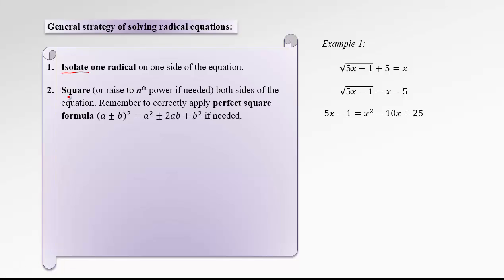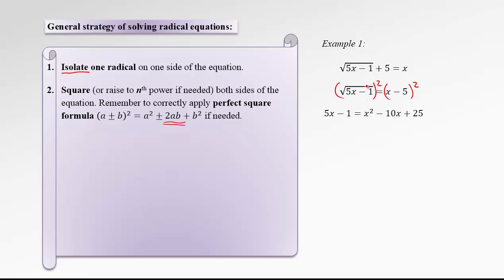Next, we are going to square both sides of the equation in order to annihilate this root. So we're squaring the left-hand side and squaring the right-hand side. Obviously, if we deal with nth degree radical, we need to raise both sides to the nth power. Remember to use perfect square formula when squaring a binomial. Square of the first plus or minus double the product and square of the last. So don't forget the middle term. Overlooking this term is one of the most common mistakes.